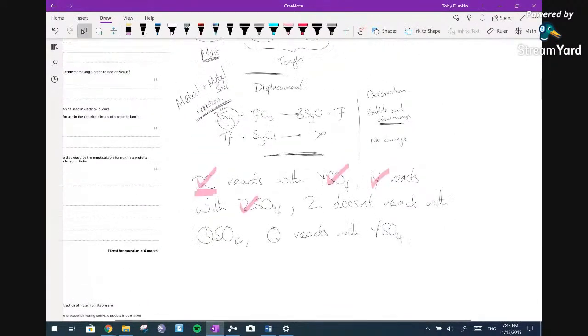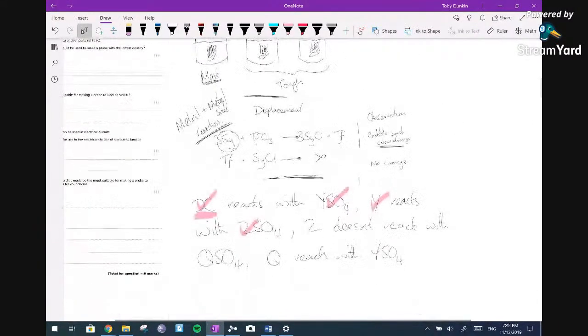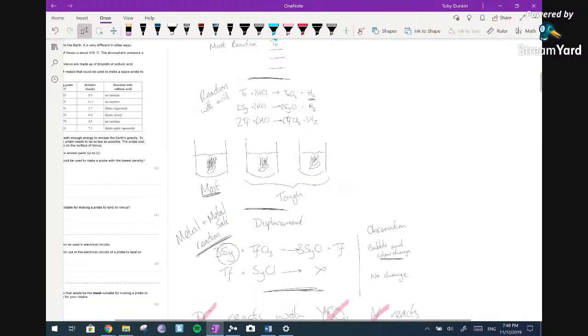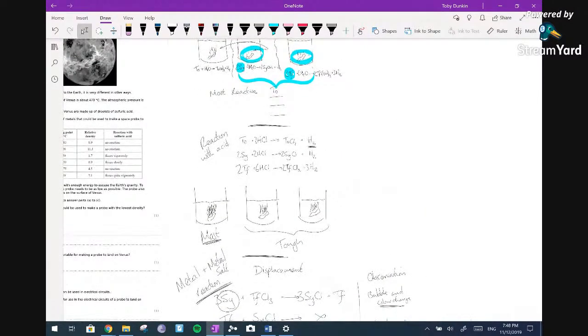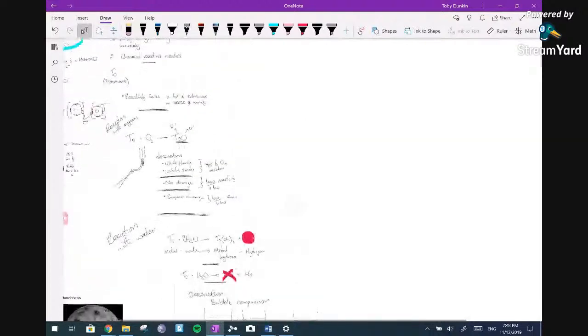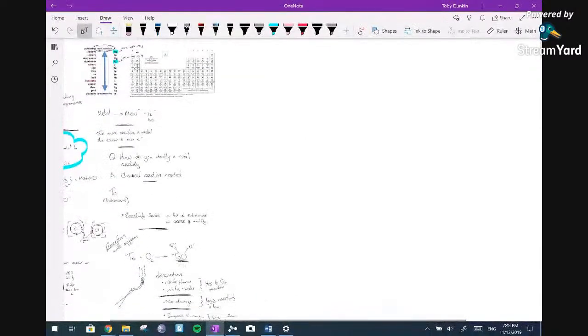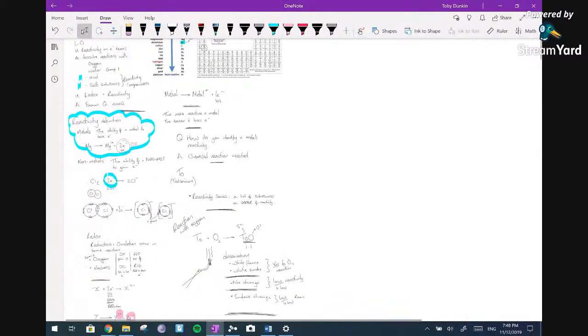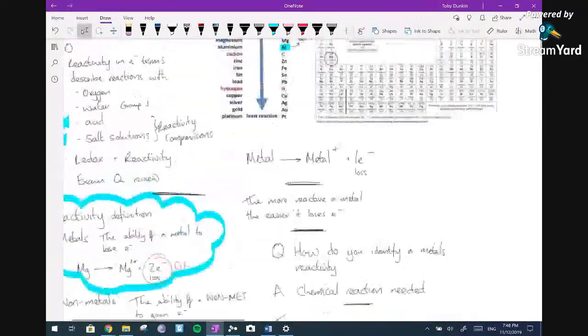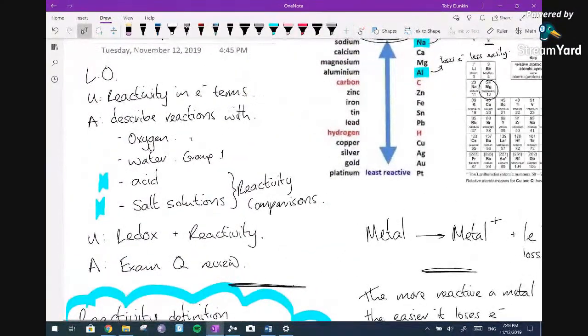Okay. So what we've now done is we've covered reactivity in terms of salt solutions, acid, water, and oxygen. What we now need to do is look at them in terms of redox. So if I quickly go to this one, we can describe them there and say the limitations of oxygen. We can describe them with water forming their hydroxides, but lots of metals don't react with water, so relatively low in its usefulness.